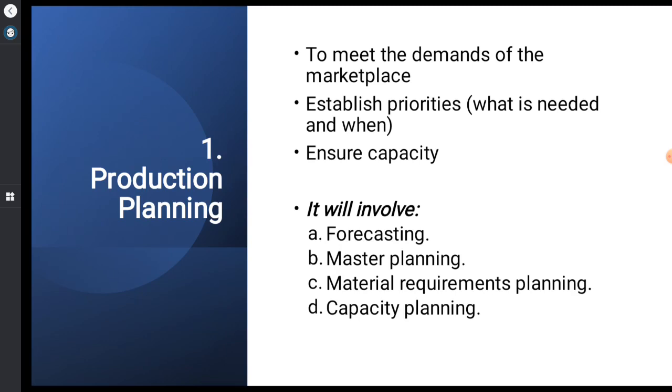So production planning involves forecasting, master planning, material requirements planning, and capacity planning. And you may recall studying forecasting and capacity planning in the operations management course last year. This semester we will cover master production and materials requirements planning in the next 2 chapters.